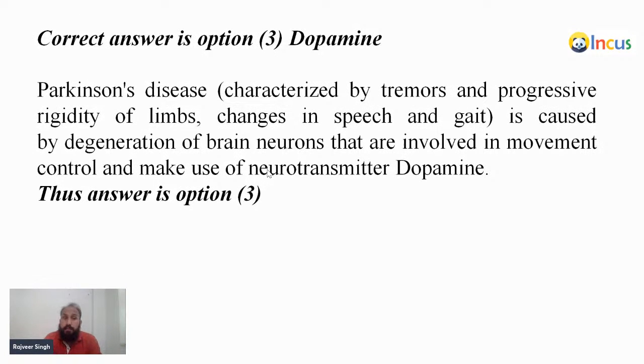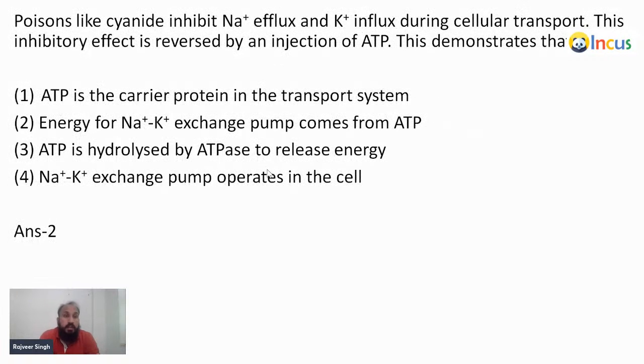Why? Because Parkinson's disease, as I said in the question part, is characterized by tremors and progressive rigidity of the limbs, and change in speech and gait. It is caused especially by degeneration of the brain neurons that are involved in movement control and make use of the neurotransmitter dopamine. That is why we choose the third option, dopamine. Right? Now, the next question is about poisons like cyanide.